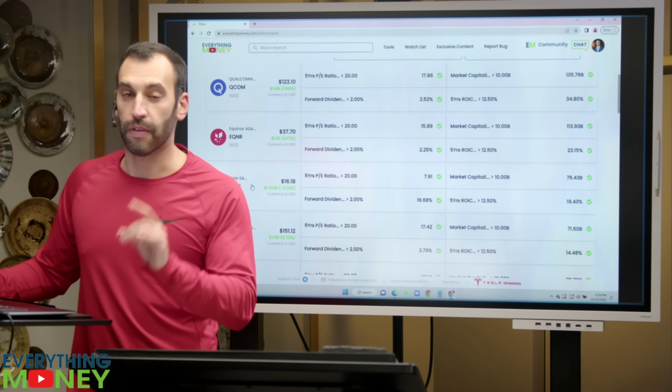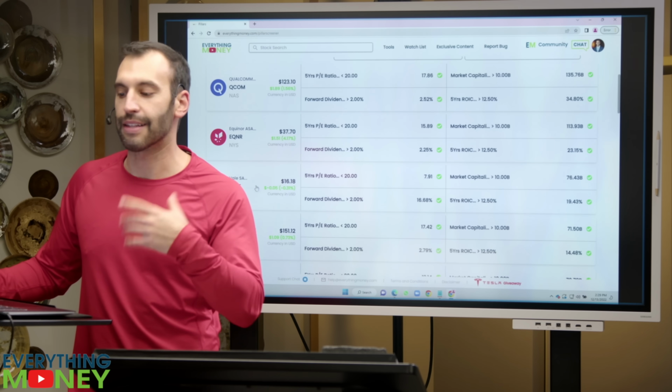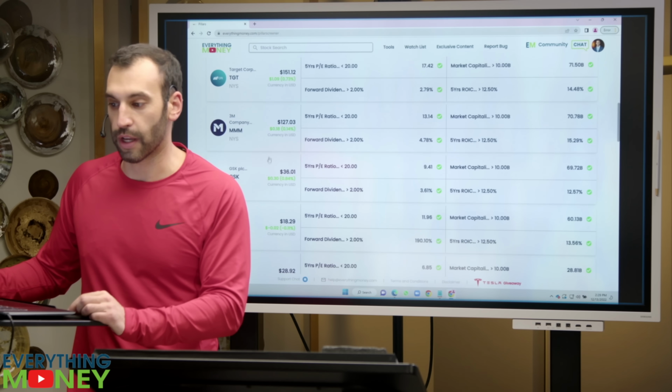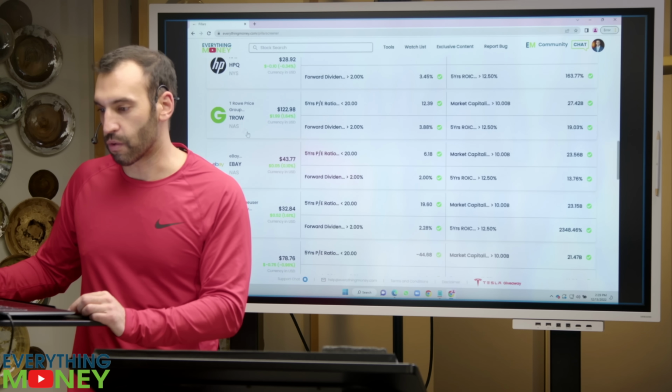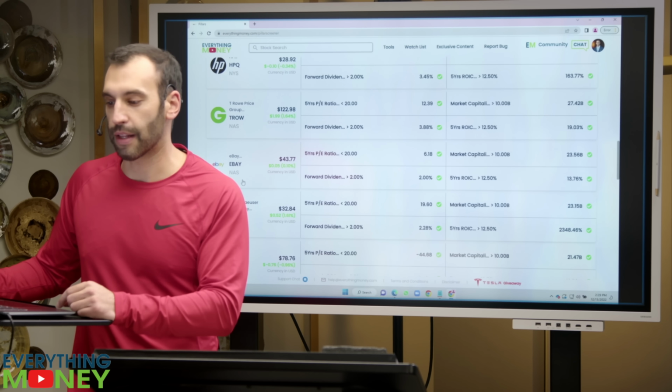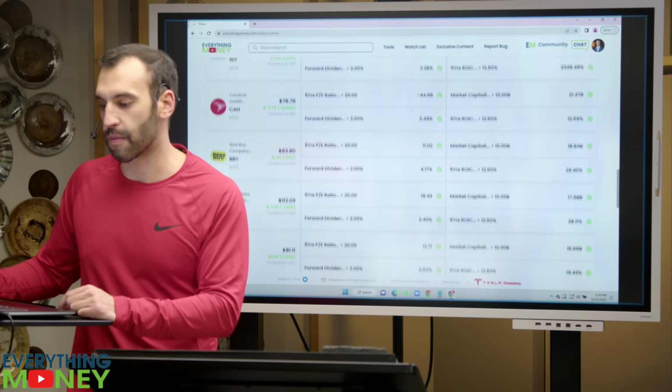Qualcomm, Valet. So the thing that got me was the shares outstanding. And this is a great way for you to go and look at. Now I have 3M, Target, GSK, HPQ, T. Rowe Price is a company that we've talked about a lot on this show. eBay, Cardinal Health, Best Buy.